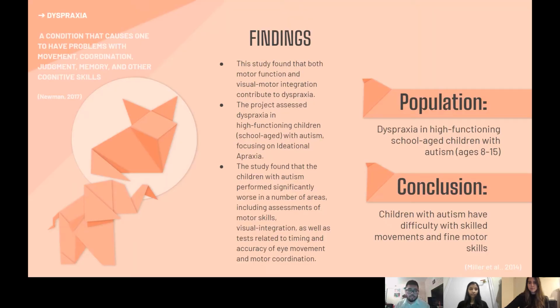So the study that we found to support our findings was one about dyspraxia in children with autism, and I'm going to be talking more about that in the next slide. So for this activity, we chose our client population as children with autism who also have dyspraxia, which is a condition that causes one to have problems with movement, coordination, judgment, memory, and other cognitive skills. So the reason that we chose this study was because the study ended up concluding that children with autism do in fact perform significantly worse in areas such as visual integration and overall motor coordination, as well as that they have difficulty planning and processing motor plans. So we thought that origami would be a really great way for them to improve upon these skills, such as fine motor skills and motor strength.